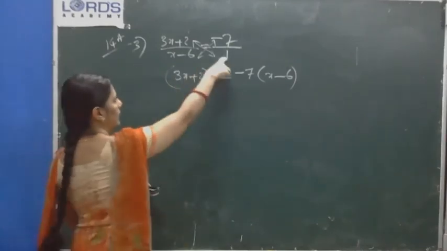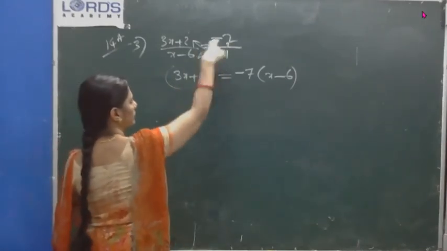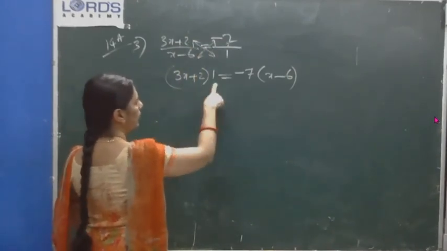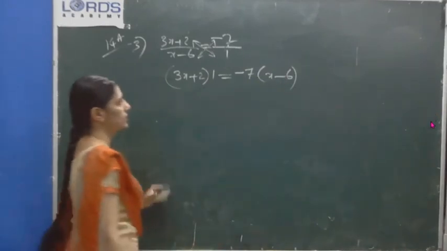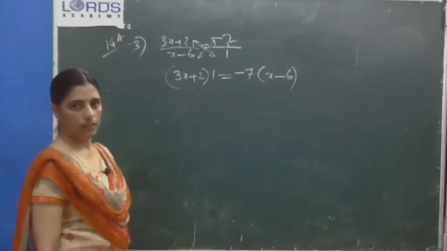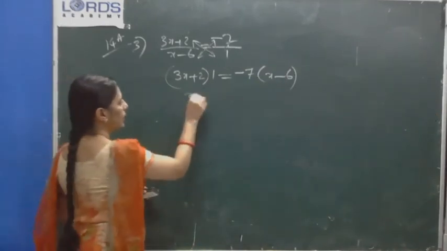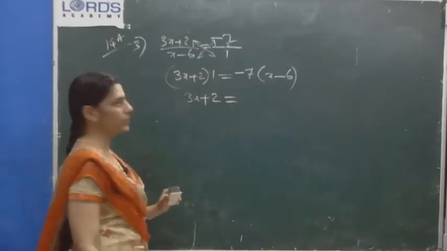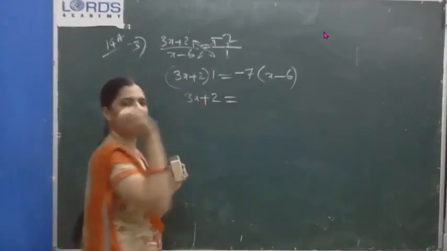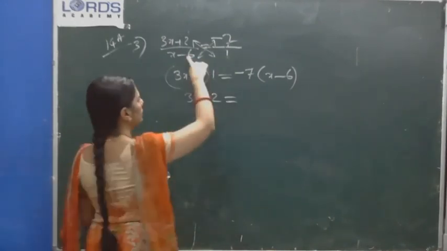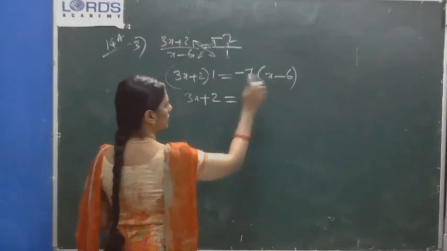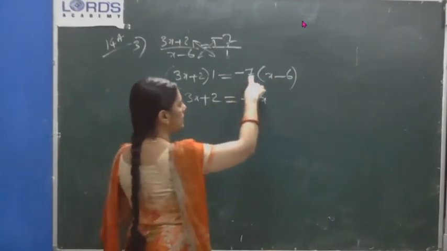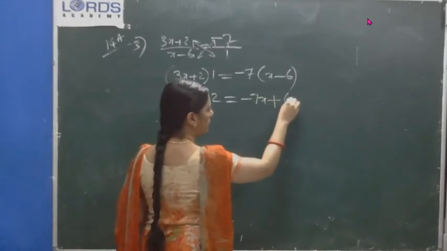Okay, listen. Cross multiply. 3x plus 2 into 1 equal to negative 7 into x minus 6. Now you do. 3x plus 2 into 1 is 3x plus 2 itself. That's why I told here 1 is not needed actually. Now this into this. Negative 7 into x, negative 7x. Negative 7 into negative 6 plus 42.